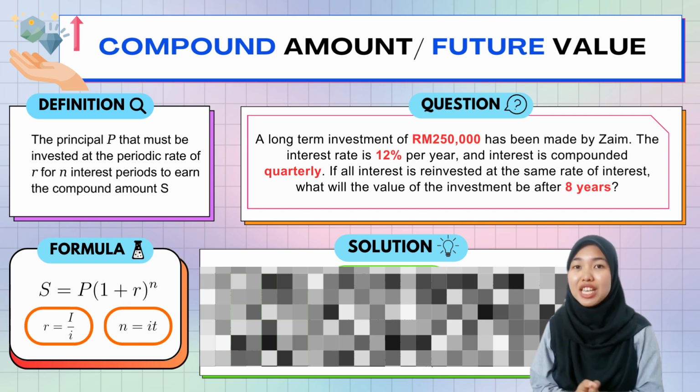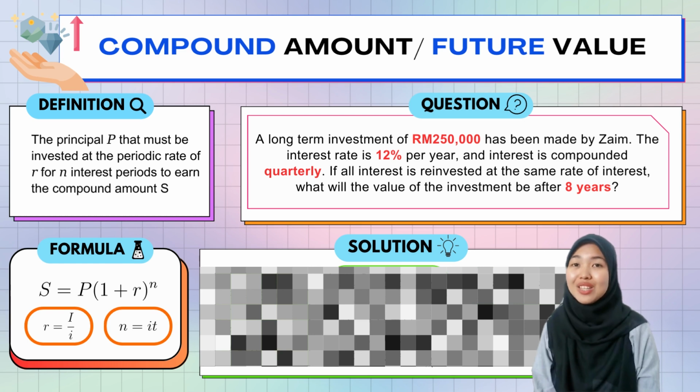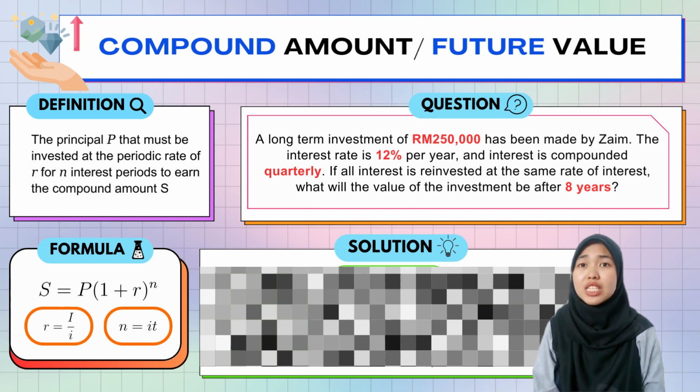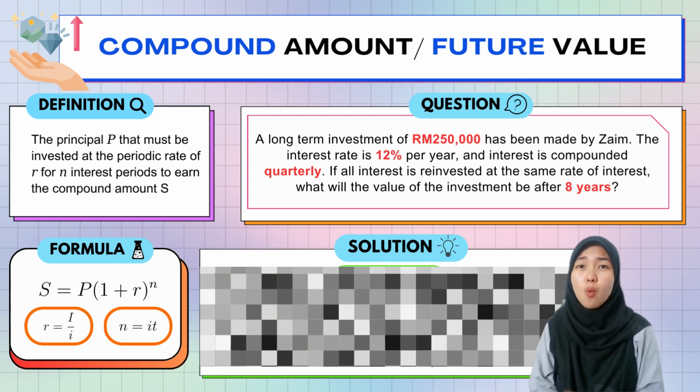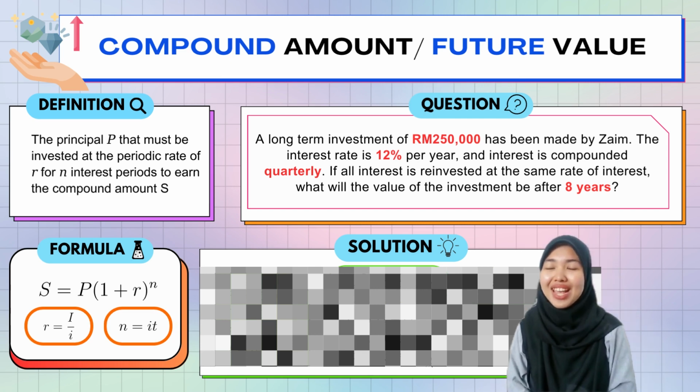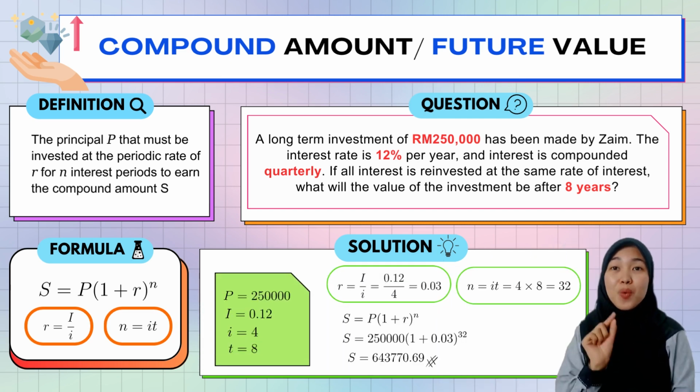So the formula is S is equal to P times in the bracket 1 plus R to the power of n. R and n represent the same things: R represents interest rate per year divided by number of compounds per year, and n represents the number of compounds per year times number of years. So let's solve the question together. A long-term investment of RM 250,000 has been made by Saim. The interest rate is 12% per year and interest is compounded quarterly. If all interest is reinvested at the same rate of interest, what will the value of the investment be after 8 years? For this question, we need to find S.